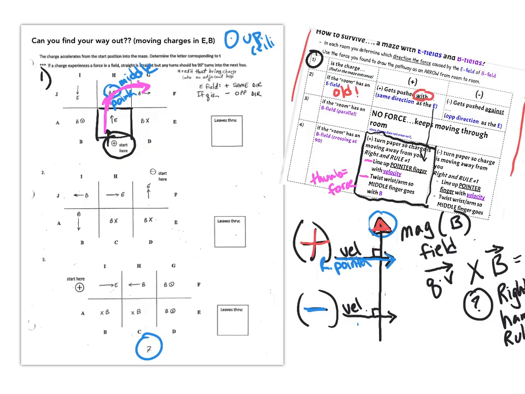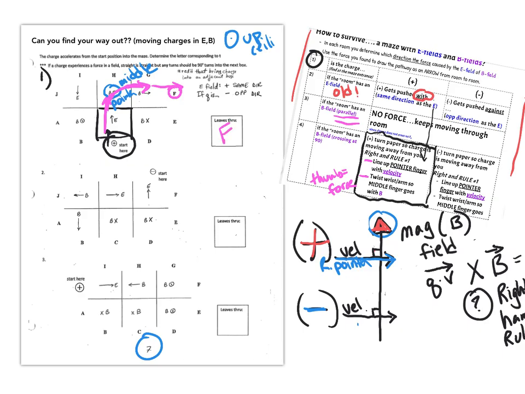So the last room is another B field. But do you notice that the pink arrow and the B field are pointing the same way? If they're pointing the same way, they are parallel to each other. And this is one weird phenomenon having to do with Lorentz's law, the force having to do with vectors of velocity and B fields: if they do not cross, if they're parallel to each other, then there is no force, and the charge is going to go straight ahead, and it's going to exit the maze through F.